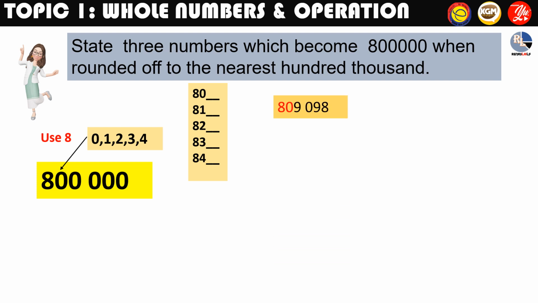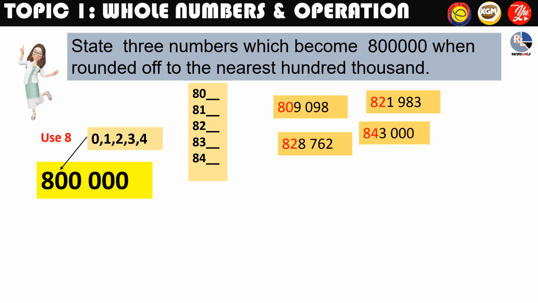Now random numbers: 809,098, 821,983, 828,762, 843,000, 837,999. These are random numbers, boys and girls. You can make many numbers from here.